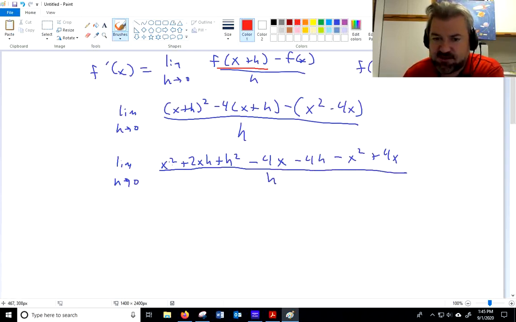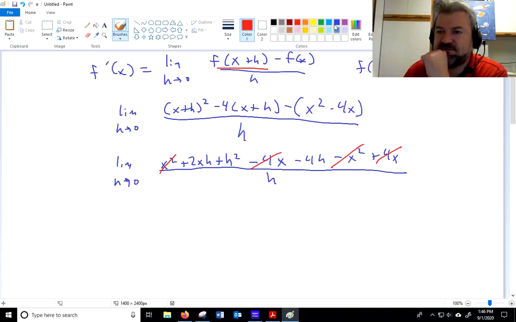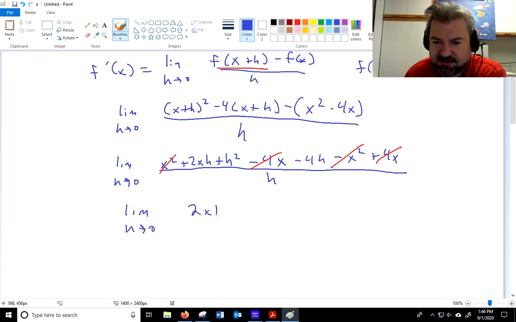Okay, let's see what happens. X squared with the minus x squared. Negative 4x with the positive 4x. Everything else has an h in it, so we're good. The limit as h goes to 0 of 2xh plus h squared minus 4h.